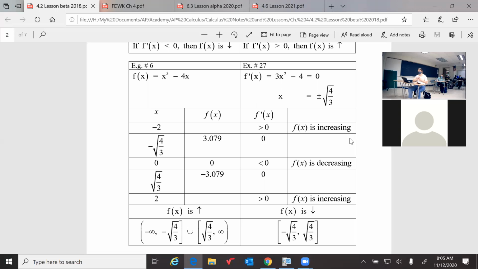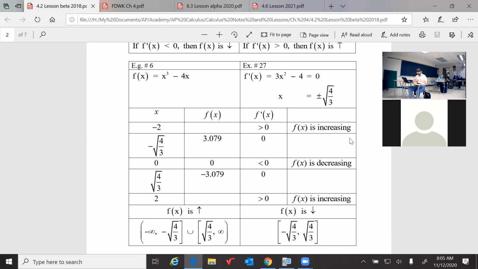Logical? So we take a number line, or in this case, we have our table. So I built this table, the H chart. These are the critical points. Negative root 4/3 from here makes the derivative 0. Positive root 4/3 makes the derivative 0.